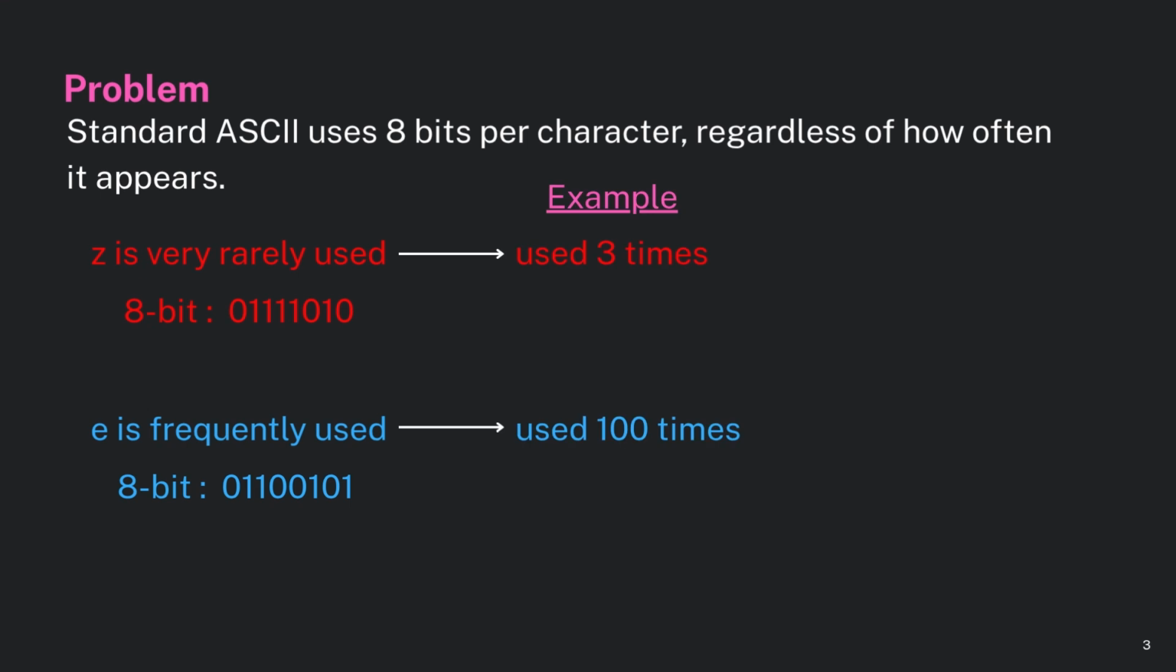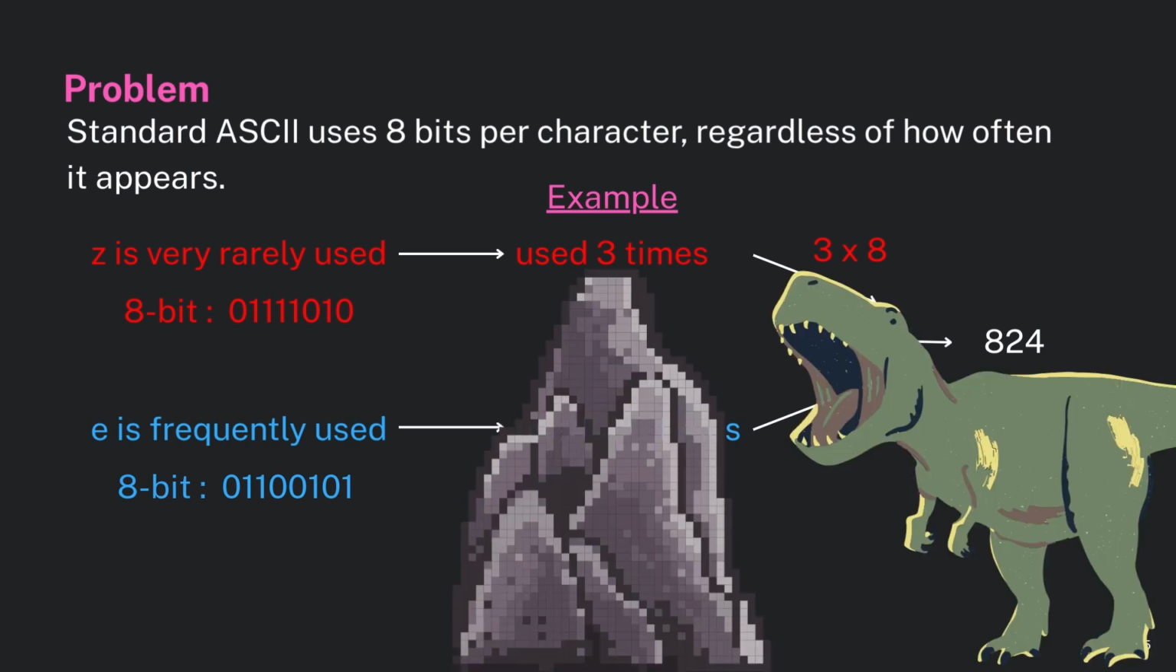Let's say Z is used 3 times and E is used 100 times. Then the average bits per character is 824 divided by 103, which gives us 8 bits, as we expected, of course. Because no matter what the frequency is, we are always using 8 bits for each character. However, that is so wasteful.